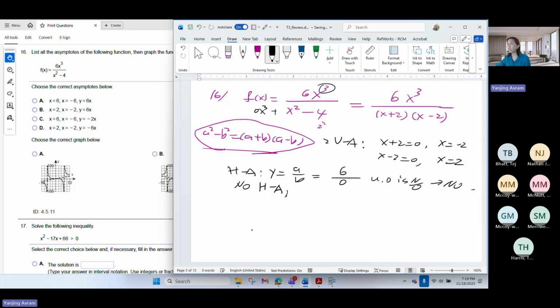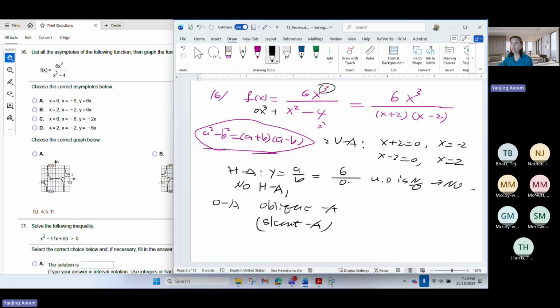No horizontal asymptote. Why don't we have a horizontal asymptote? Because the numerator degree is higher than the denominator. So actually for this one you have an oblique asymptote, or sometimes we call it a slant asymptote. Oblique or slant asymptote is the same. So we don't have a horizontal asymptote in here, but we do have an oblique asymptote.